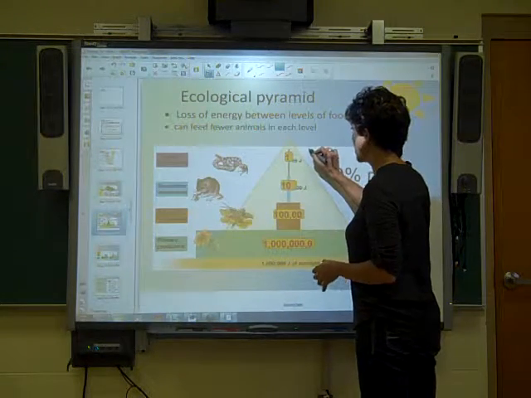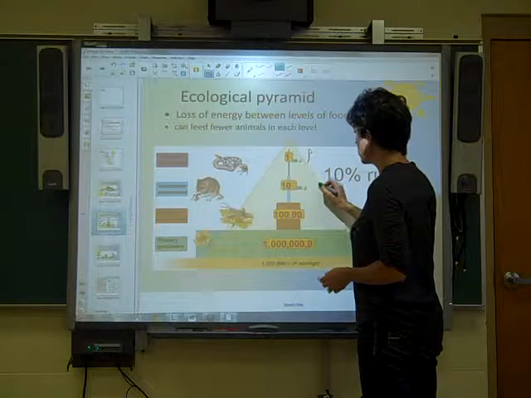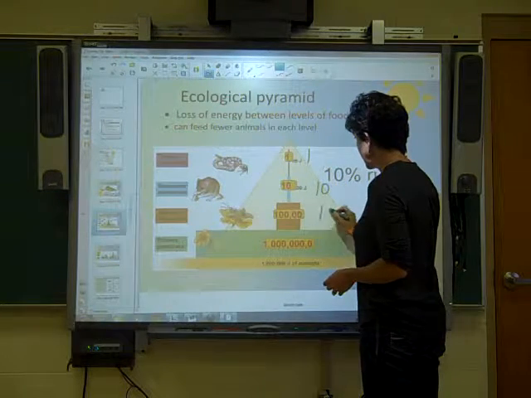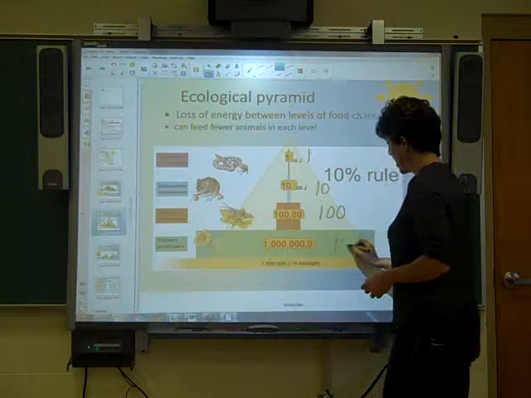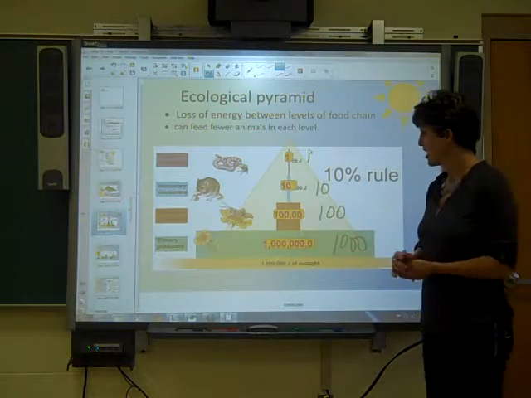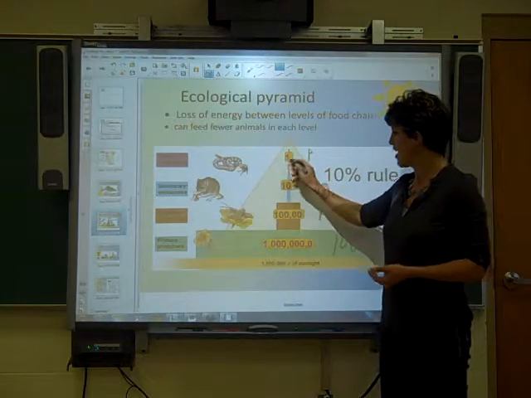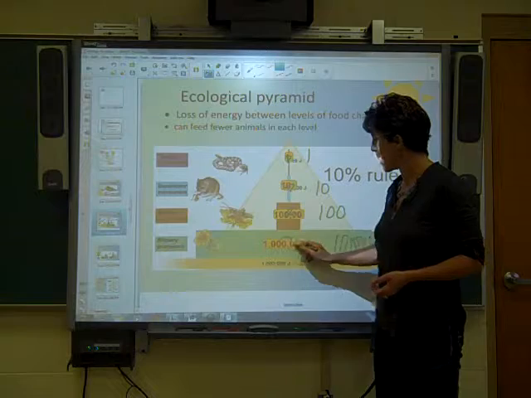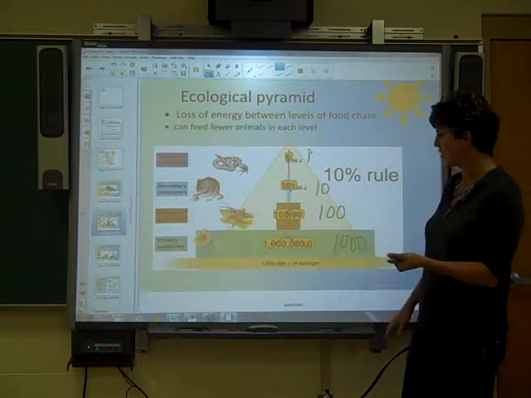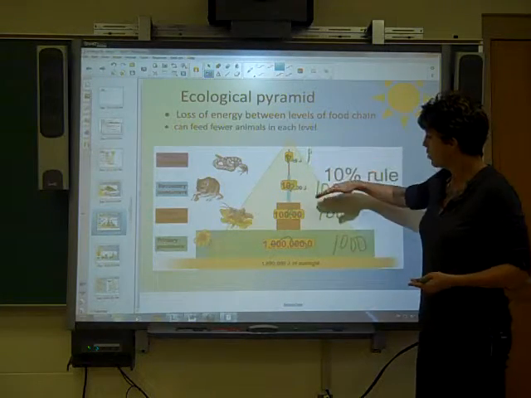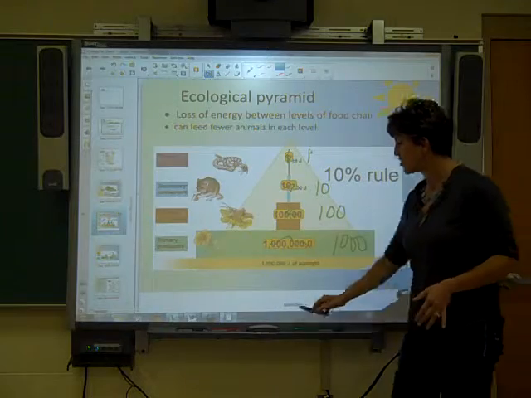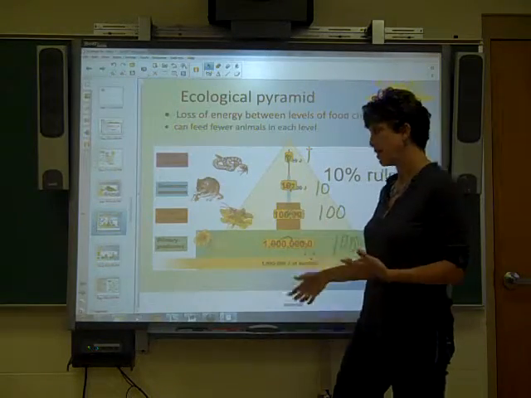So if at the top level we have 1 joule, we could say this one had 10, this one would have had 100, and this one would have had 1,000. That's the 10% rule. I don't know why these numbers, I'm guessing the boxes didn't come through well and I'd have to drag them out to be longer. But only 10% of each energy got used from the one above it.